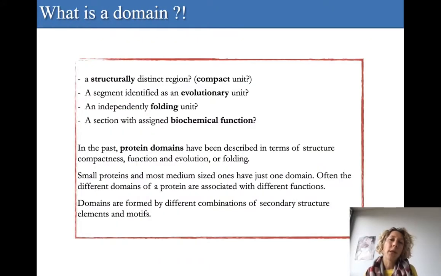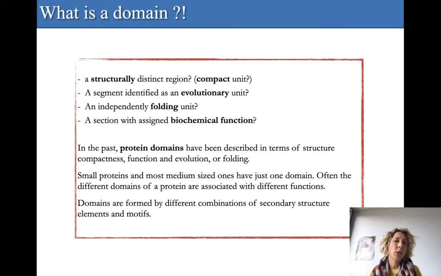So the notion of domain is a bit ambiguous and poorly defined, like all the basic notions in biology, if we can say that. Should we consider it a structurally distinct region, a compact unit? We can also think of it in terms of evolution. Is it an evolutionary unit? Is it something that can fold, that can adopt the 3D structure independently of the rest? Or is it something that has a particular biochemical function, for example an enzyme?